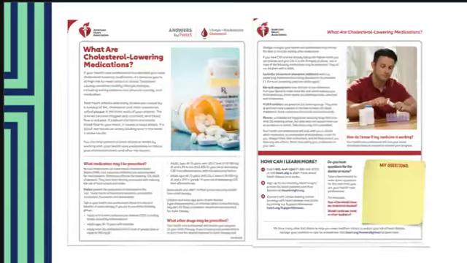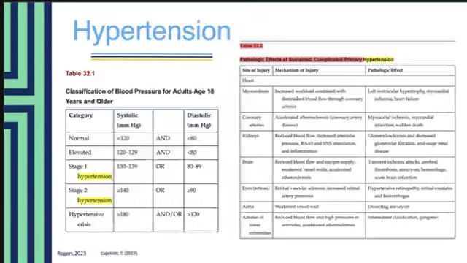Again, I wanted to share some of the resources that the American Heart Association has, and you'll find these under the optional resources. It just provides some great information for cholesterol lowering medications. Now let's quickly look at hypertension. Both these tables, 32.1 and 32.2, are from the textbook.